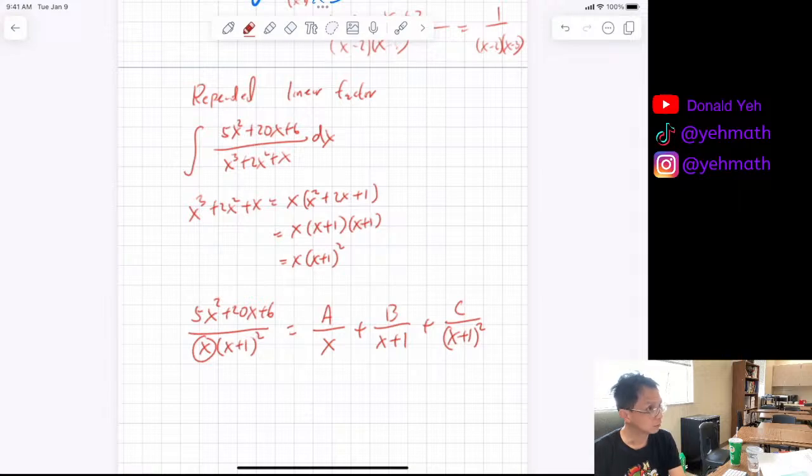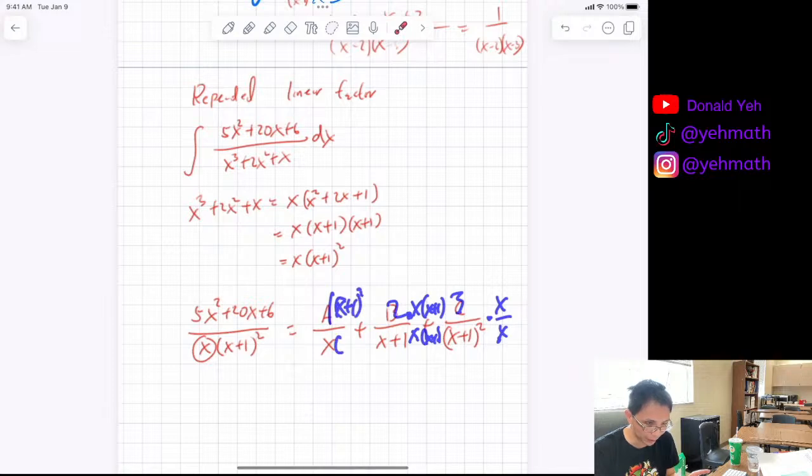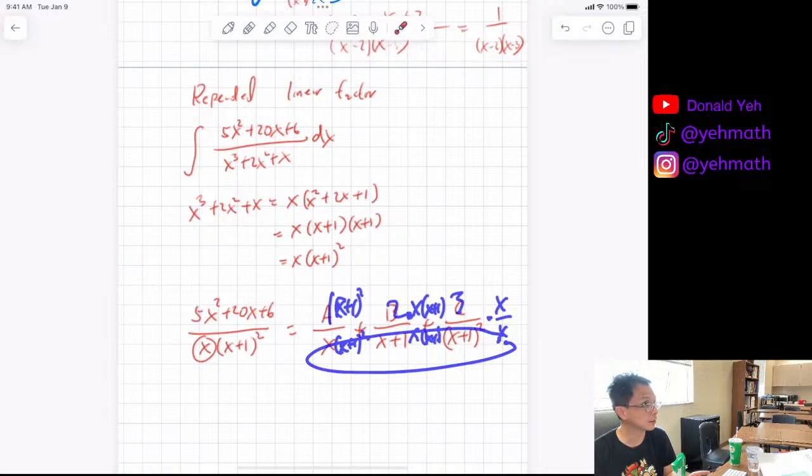If it was x plus 1 to the first power, there would be only 2 choices. Imagine you have a number here, let's say 1, 2, 3. What do I need to multiply here? You need to multiply x over x to get the common denominator. The second one, I need to multiply by x times x plus 1. And this one needs x plus 1 squared, in order to have the same denominator. Does that make sense?